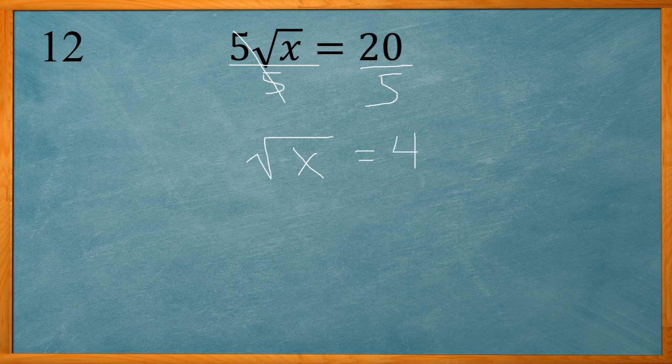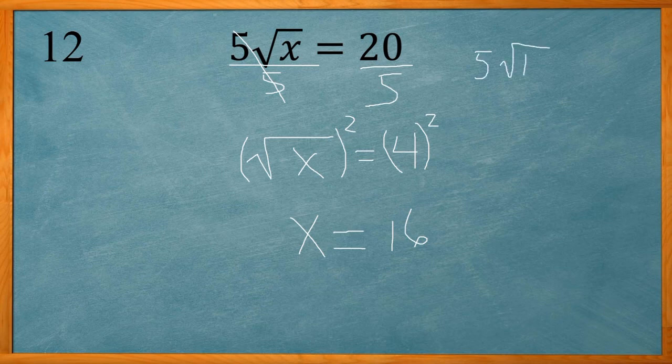And again, when we have a square root, we need to do the opposite, so we're going to square both sides. When you have the square root of x squared, that's just going to be x. And 4 squared, 4 times 4 is 16. So here we have x equals 16. So if I have 5 times the square root of 16, square root of 16 becomes 4, and you get 5 times 4, and that gives you 20. So both sides will equal 20.